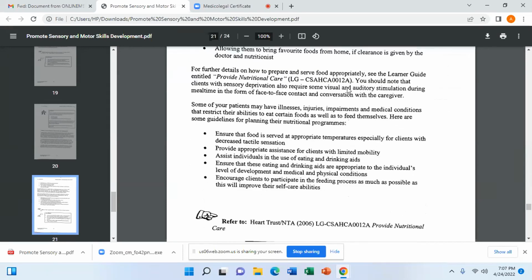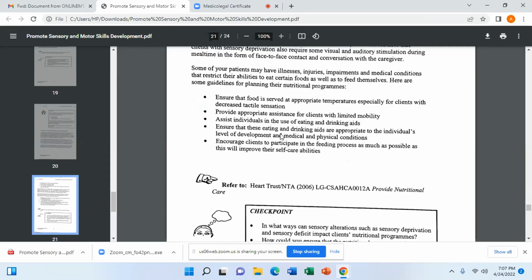Right? You should note that clients with sensory deprivation also require some visual and auditory stimulation during mealtime. So you have to let the food look pleasing. Some of your patients may have illnesses, injuries, impairments, and medical conditions that restrict their ability to eat certain foods. As you know, they might not be able to get up, hold a fork, or they have problems with their fingers, have arthritis in their fingers, so they can't lift up the fork.